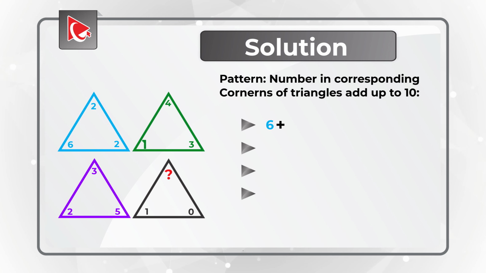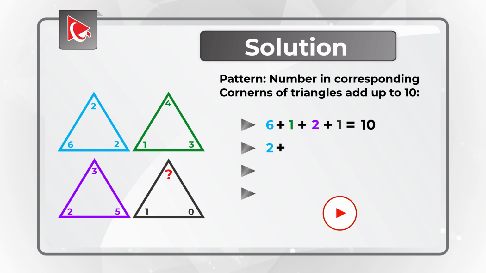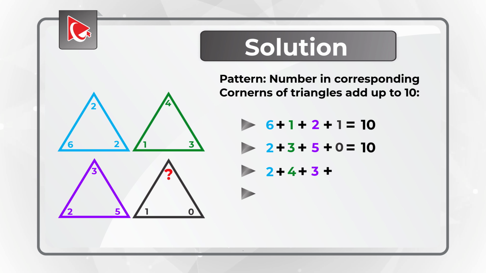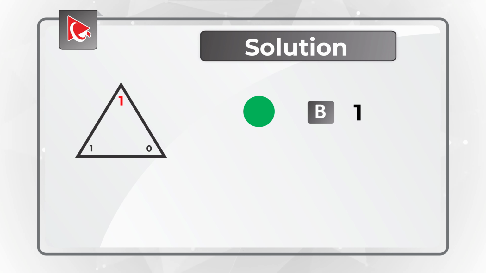6 plus 1 plus 2 plus 1 equals 10. Let's go to the bottom right corner of the triangle. 2 plus 3 plus 5 plus 0 is also 10. And now, in the same way, let's do the math and calculate the missing number. 2 plus 4 plus 3 plus question mark equals 10. Based on these calculations, question mark equals 1. So the correct choice here is choice B, 1.